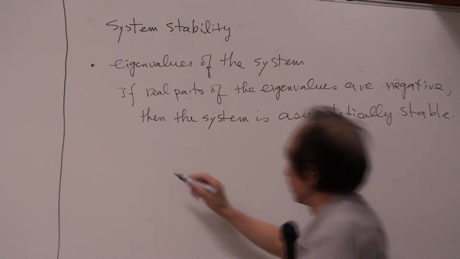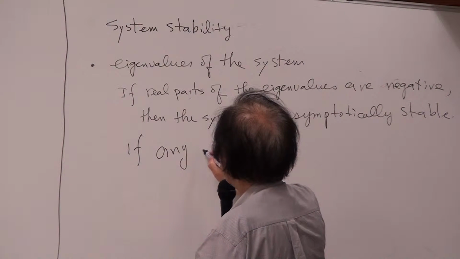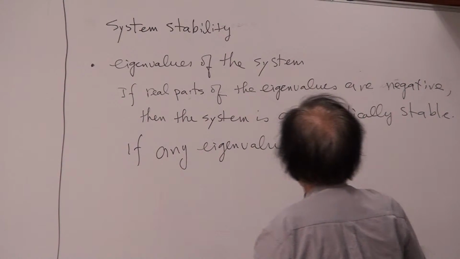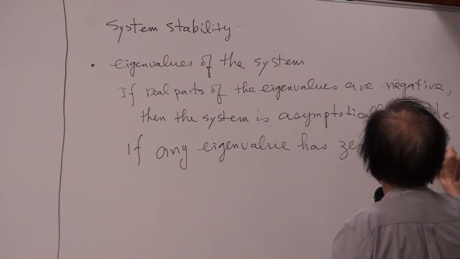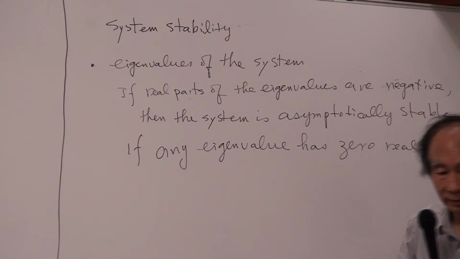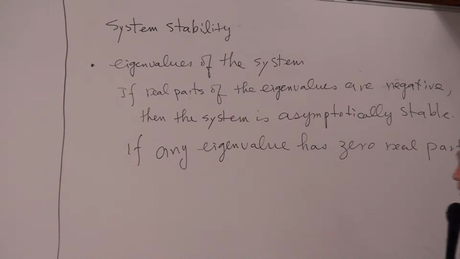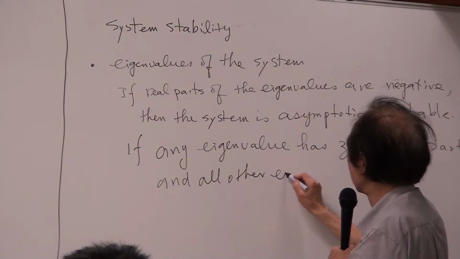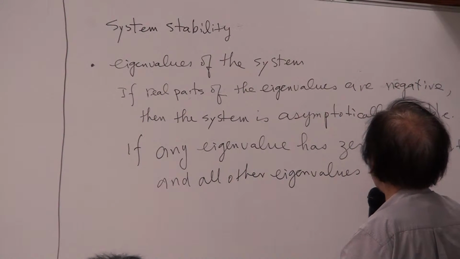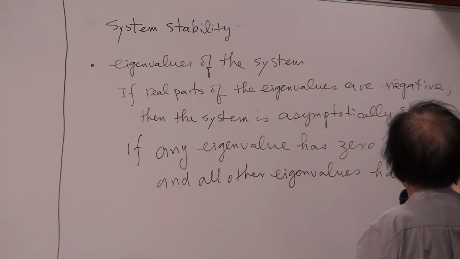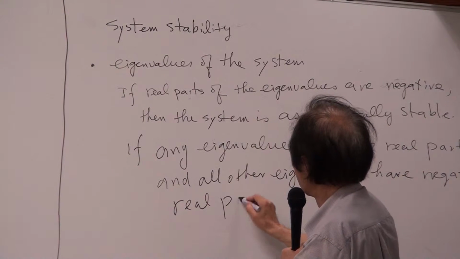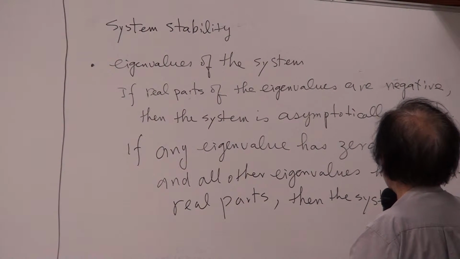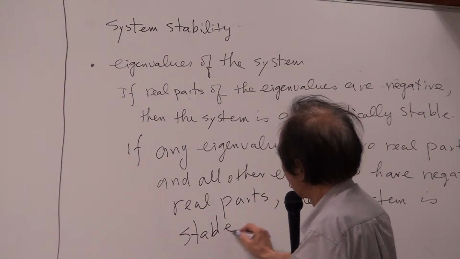If any eigenvalue has a zero real part, and all other eigenvalues have negative real parts, then we call the system stable, just stable.